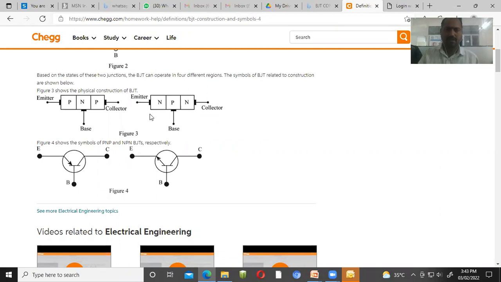So see, the NPN type of transistor, what does it indicate? NPN. So between N and P there should be a smallest gap, right? Between P and N there should be a smallest gap. This gap acts between P and N. P acts as a conductor, N acts as a conductor.